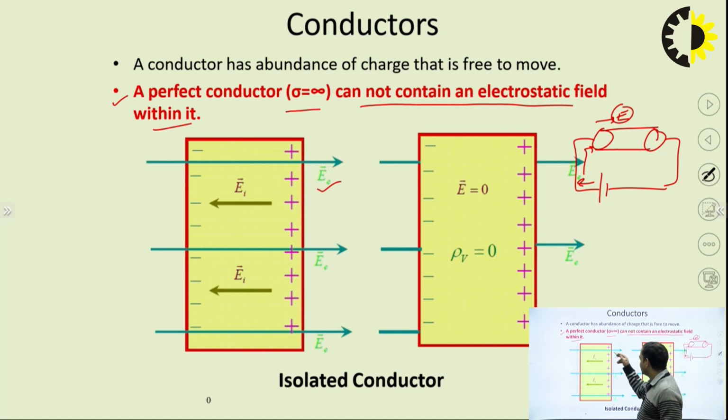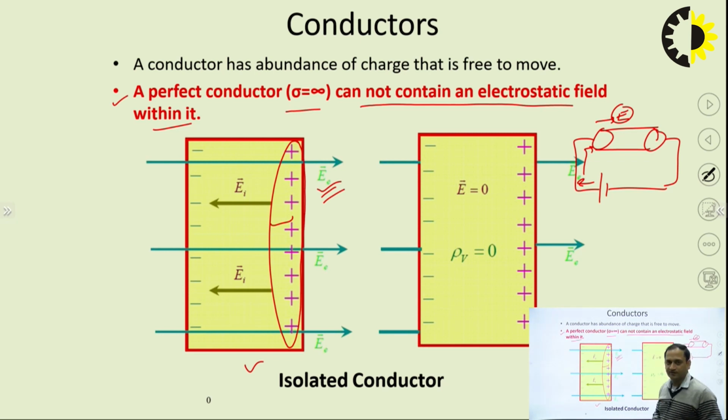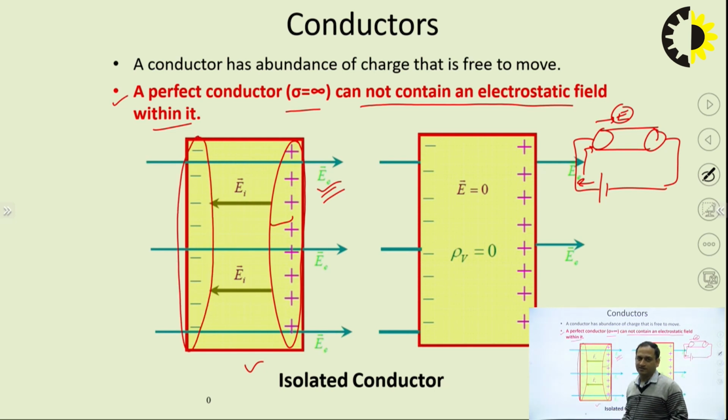When we put this conductor into the external electric field, the positive charges within the conductor will be accumulated on the surface towards the electric field, and the negative charges will be accumulated on the surface opposite to the electric field. So within the conductor, the direction of the electric field will be from positive to negative, as the positive charge emanates the electric field and the negative charge sinks the electric field. So the direction of the electric field within the conductor will be from plus to minus, and externally it is this way.